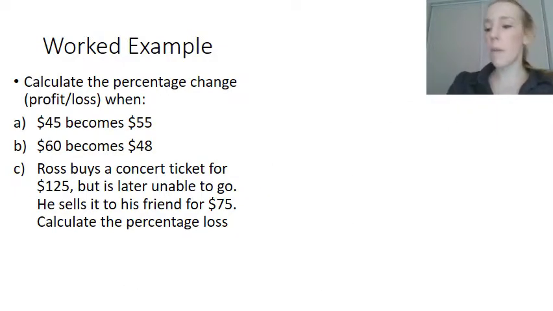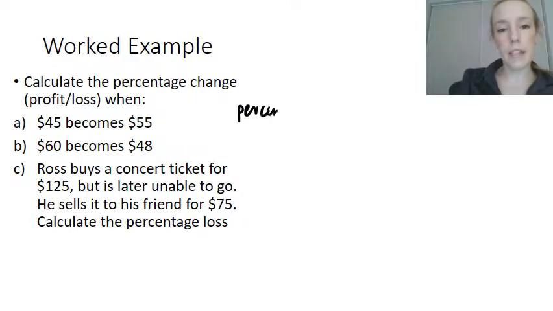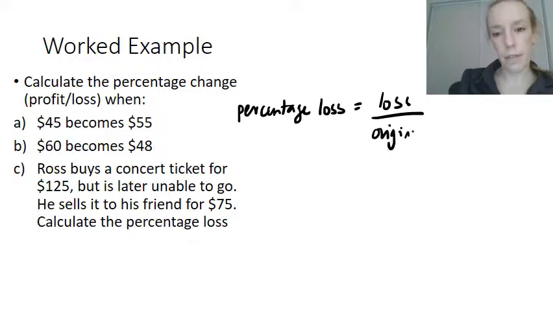Okay, so for C, we've got a bit more of a worded question here. So Ross buys a concert ticket for $125, but is unable to go. He sells it to his friend for $75. Calculate the percentage loss. Okay, so again, we're looking at a loss. So we know our formula. So our percentage loss is our loss over our original times 100%. That is atrocious writing today.